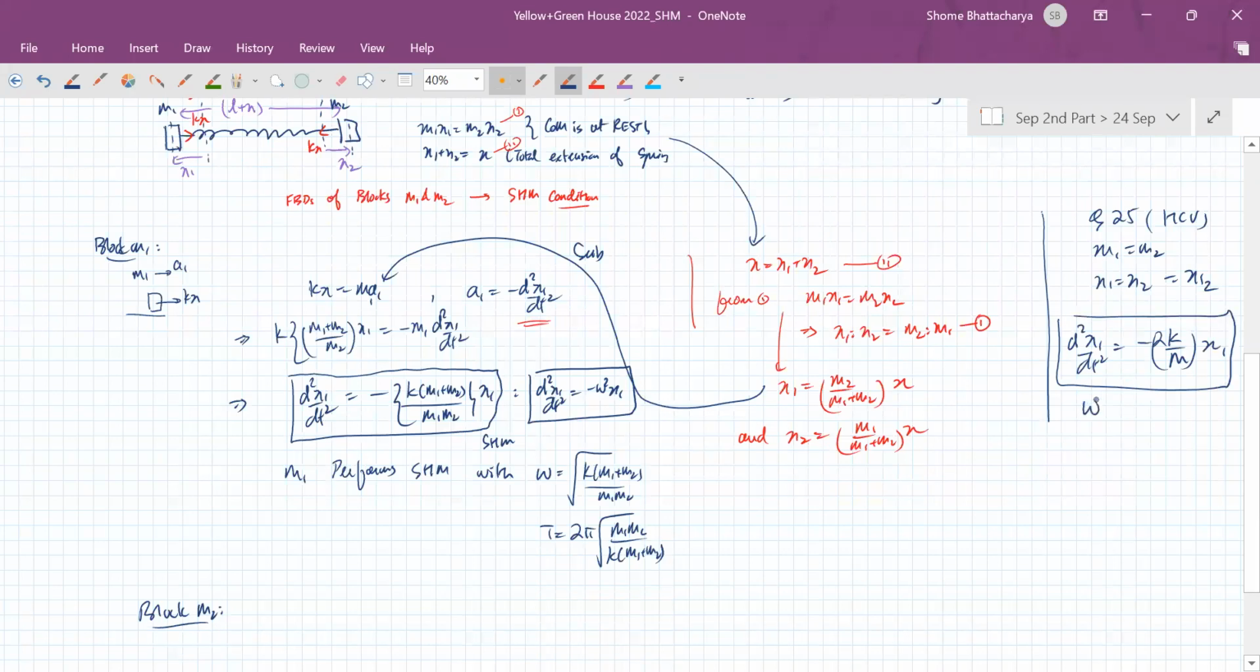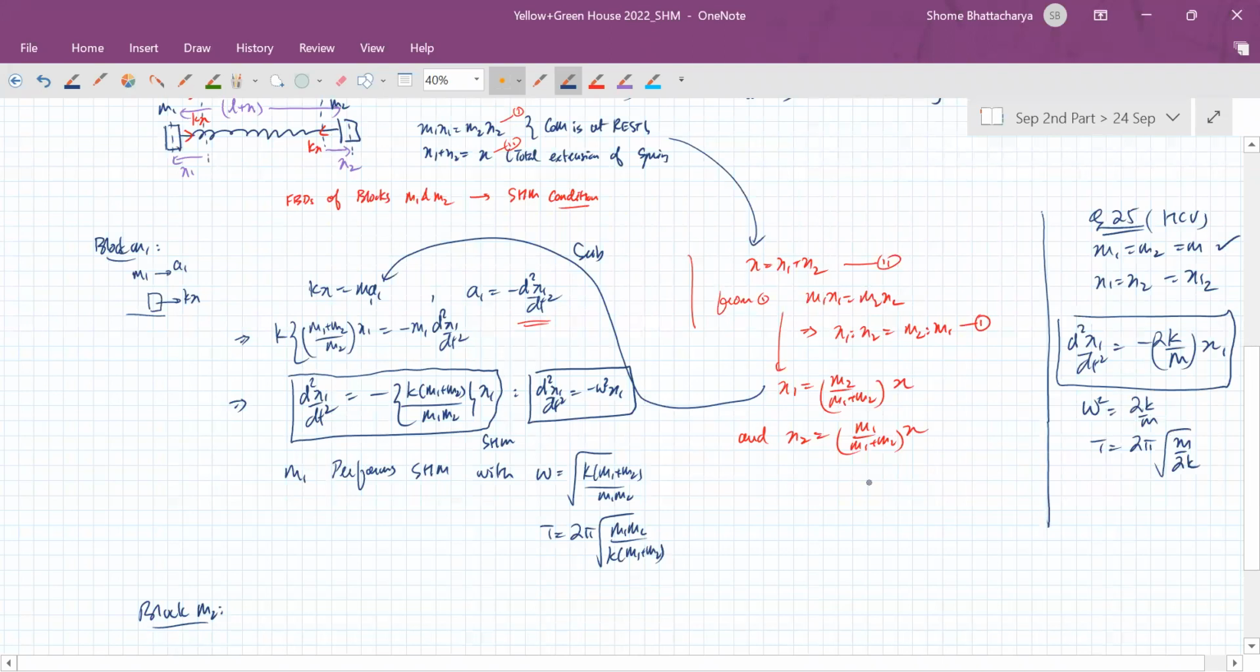For that question, this block's SHM is with omega square equal to 2k by m, or time period equal to 2 pi under root m by 2k. Because that's a special case where m1 is equal to m2 is equal to m. But suppose we have some other situation where m1 and m2 are generic, they can be any values. So then this is the general formula for the time period for such a system.